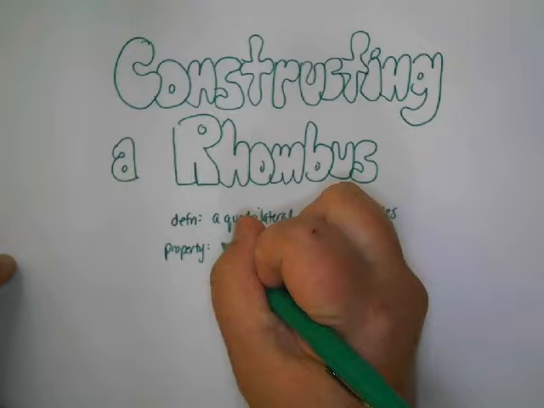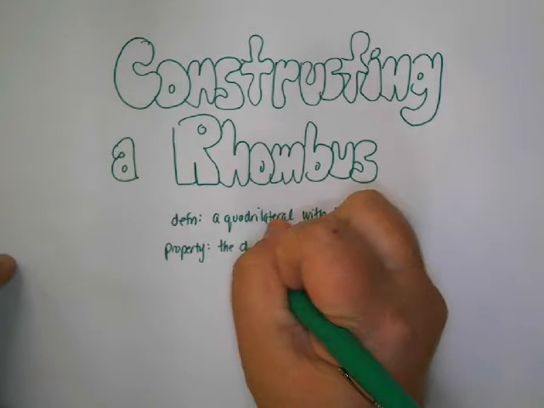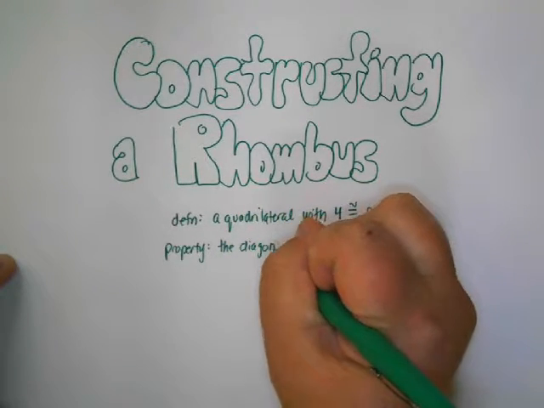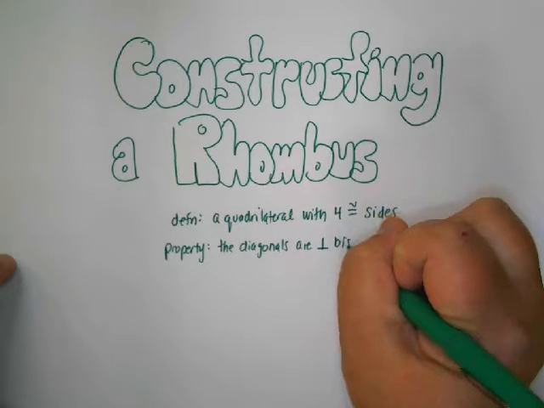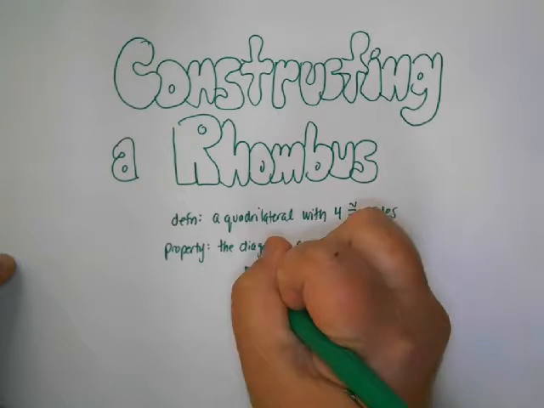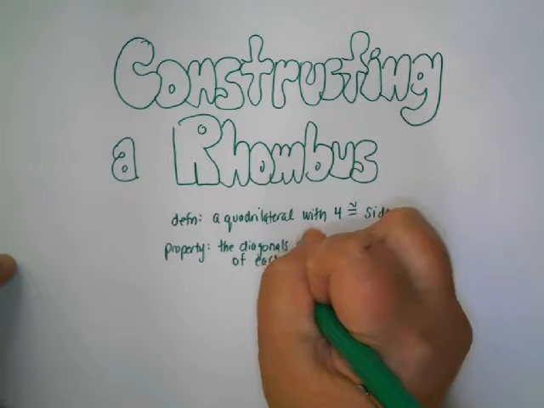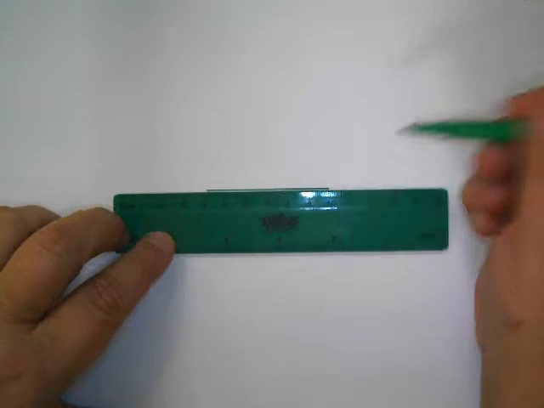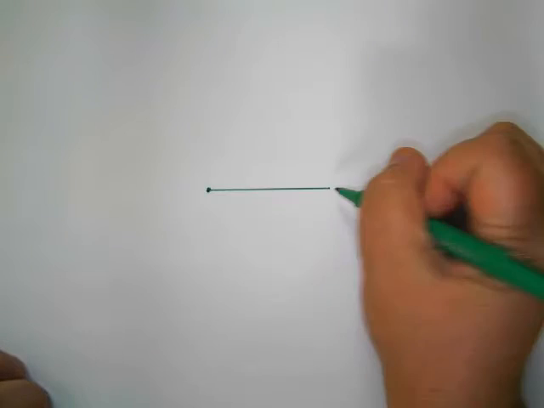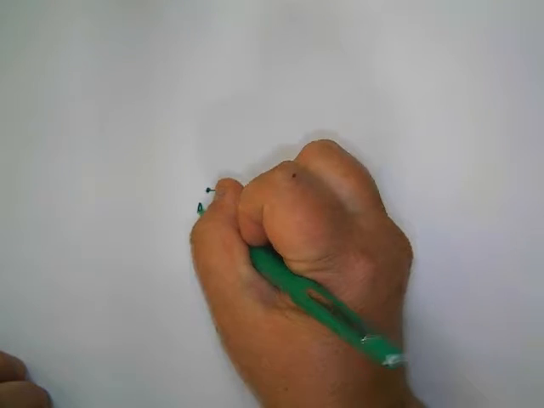We're going to use the property that the diagonals are perpendicular bisectors of each other. So again, we're going to start with the segment, if there's not one given to us. And this time I'm going to call this segment AC.